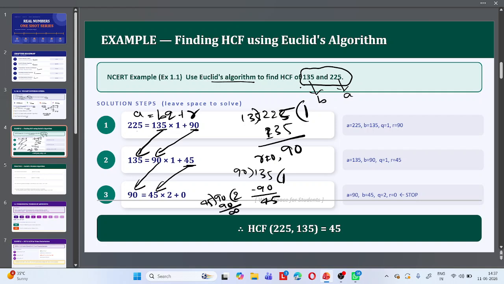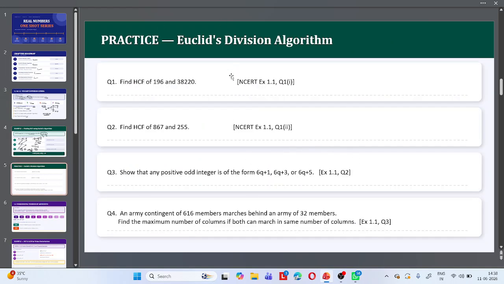In this step we get our remainder as 0. So this is the step to stop. Here b is what? 45. Whatever the b is in the step when we got r as 0, that is the HCF of the two given numbers. Here see, the HCF of these two numbers is 45. Understood? These are the steps to follow the lemma to find the HCF. Here are some problems for you. You do them yourself and let me know the answers in the comment box.